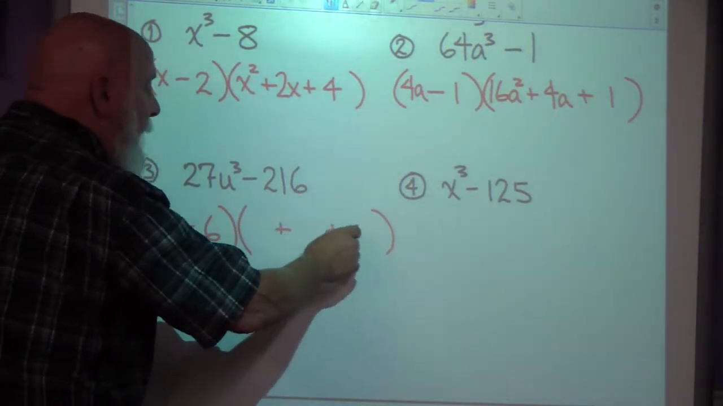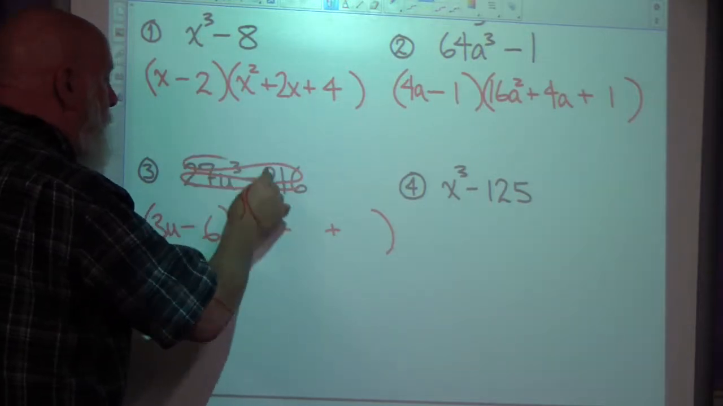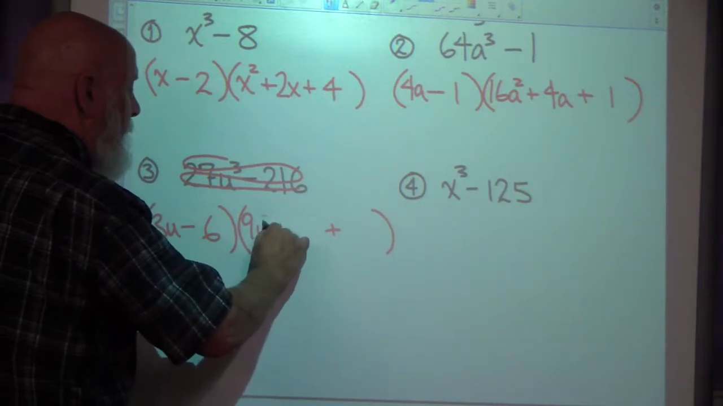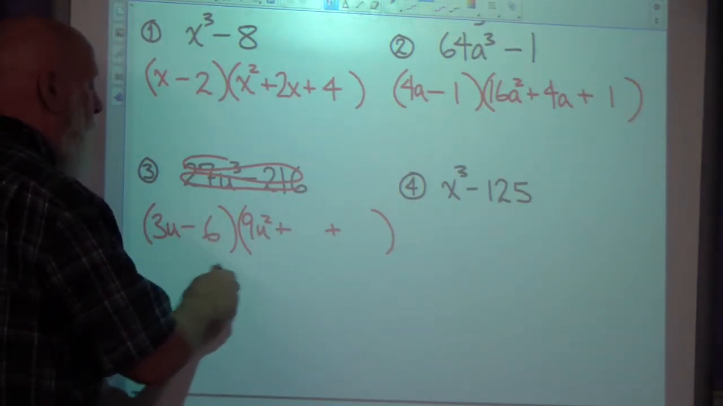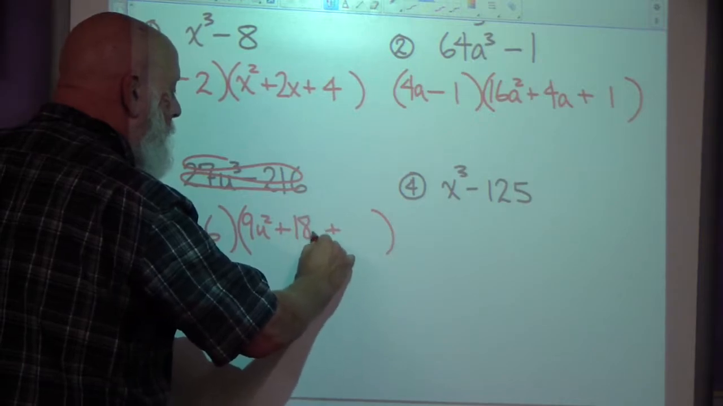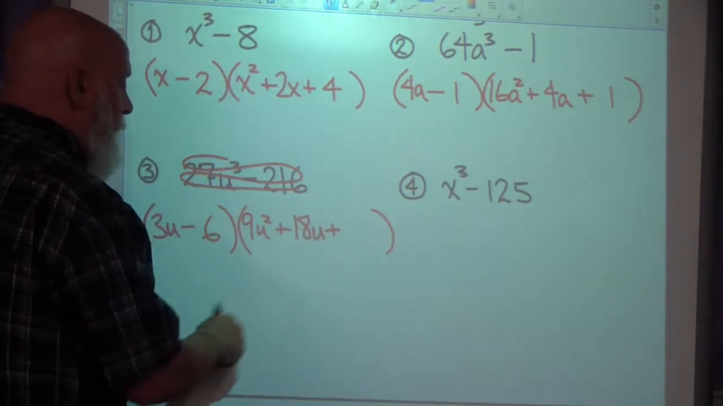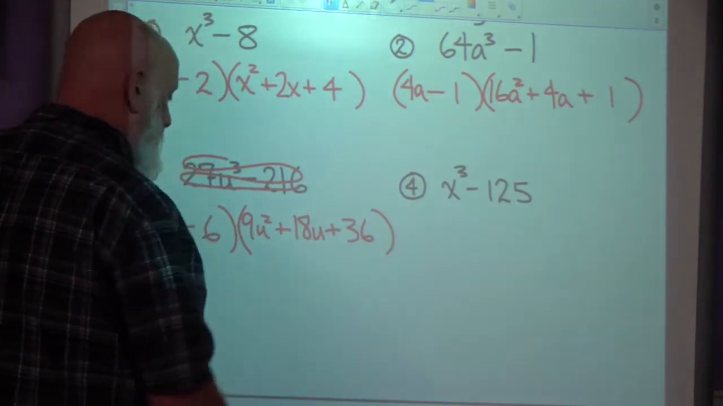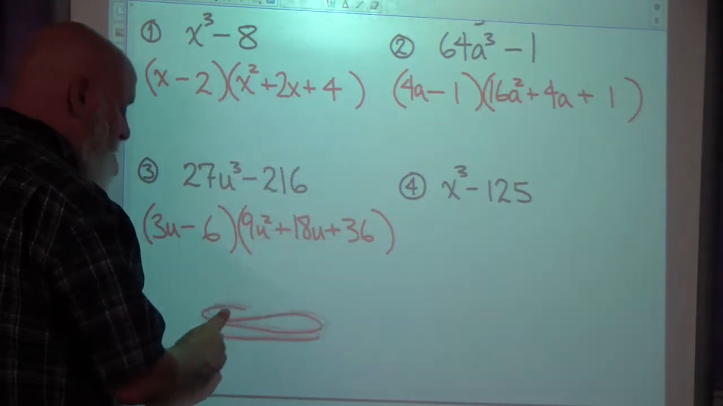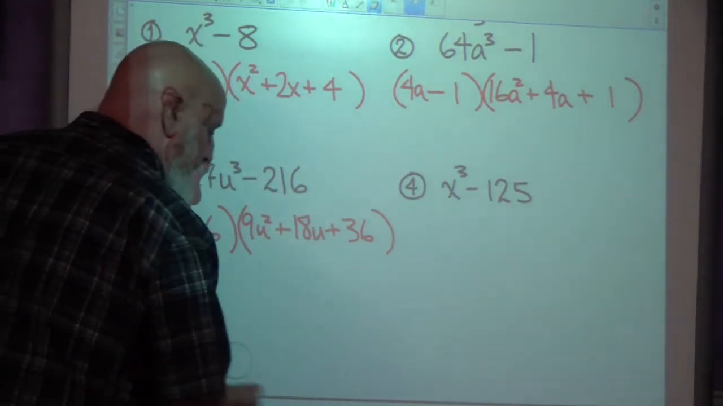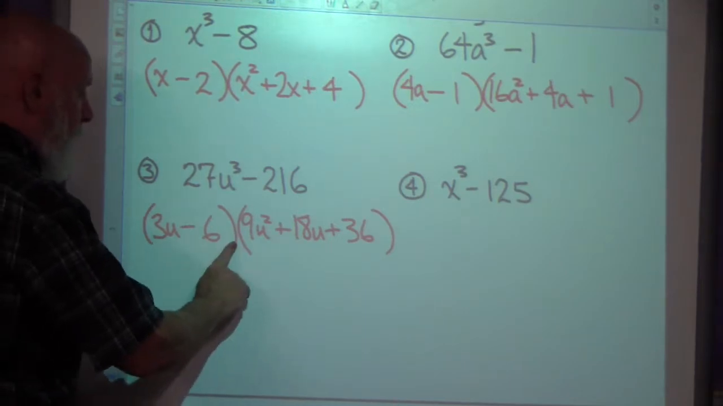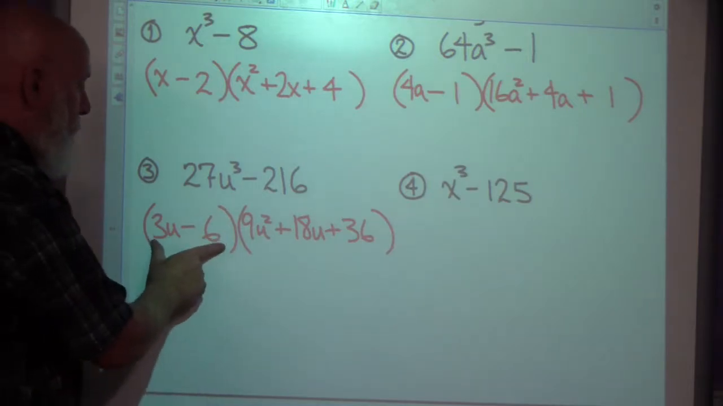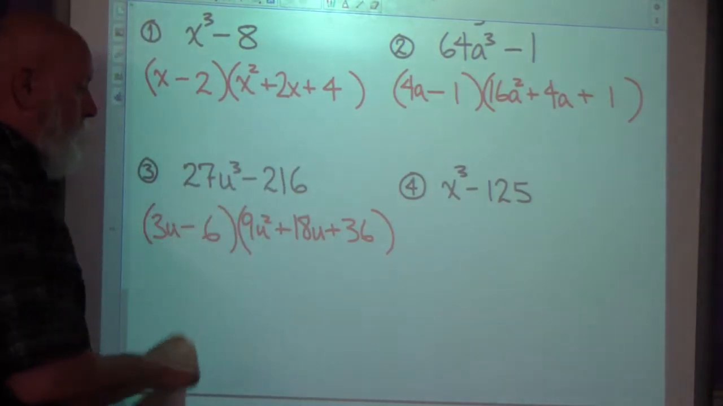Now I want to fill in these blanks, and I'm through with this. I don't look at this anymore. I just square this one. 3u times 3u is 9u squared. That gives me that one. Multiply these two together. 18u. We've already pre-placed our plus and minus signs, so don't worry about that. And then we square this one for this. That would be 36. 6 times 6. And, unless we've made an arithmetic mistake, we have factored this difference of perfect cubes into these two factors. This quantity times this quantity will equal this.